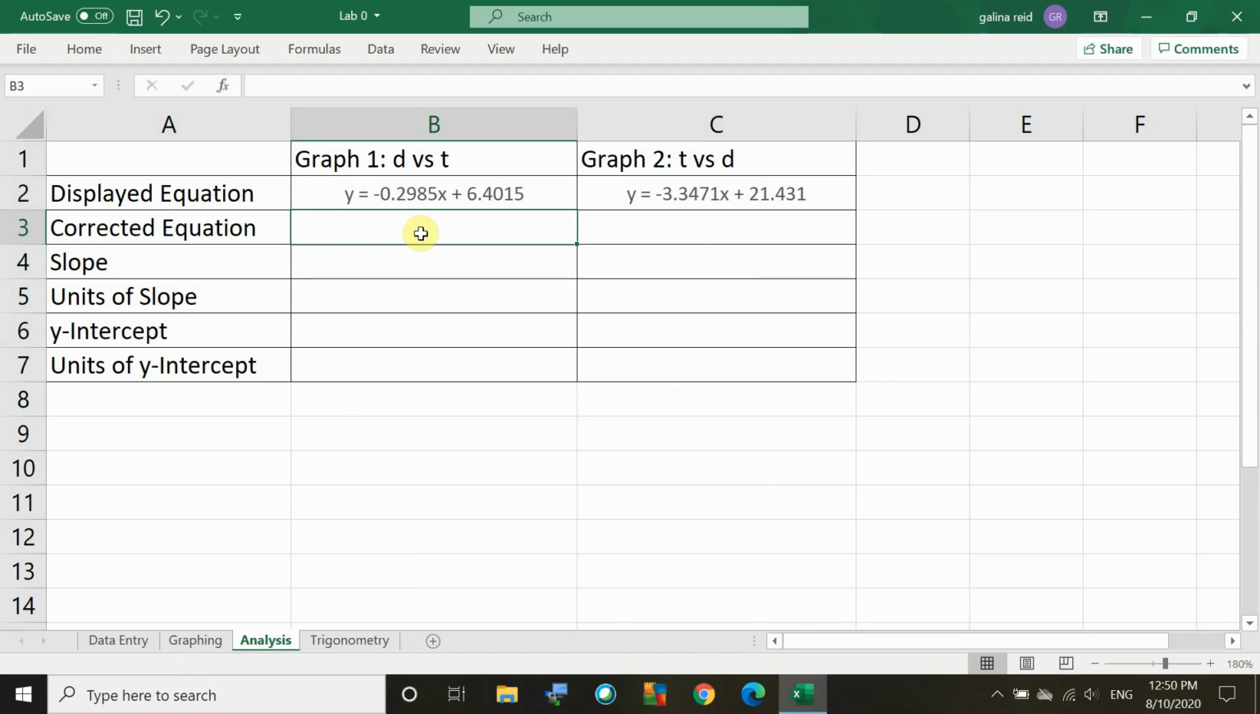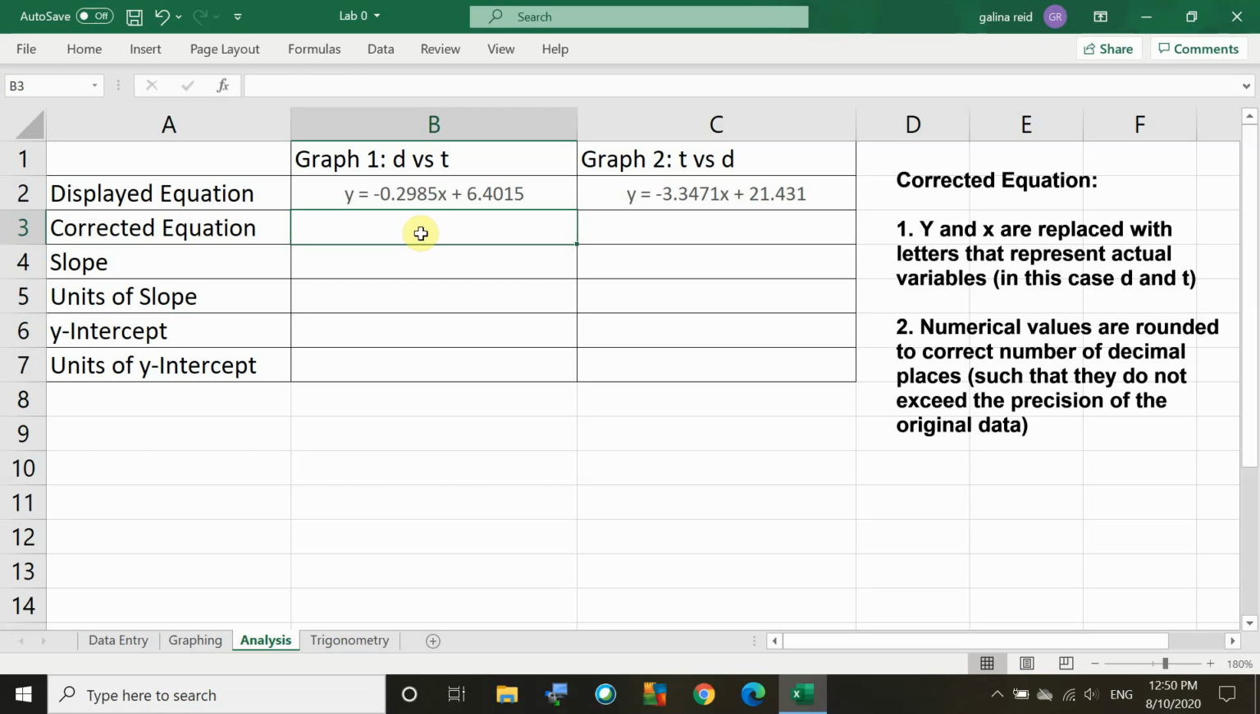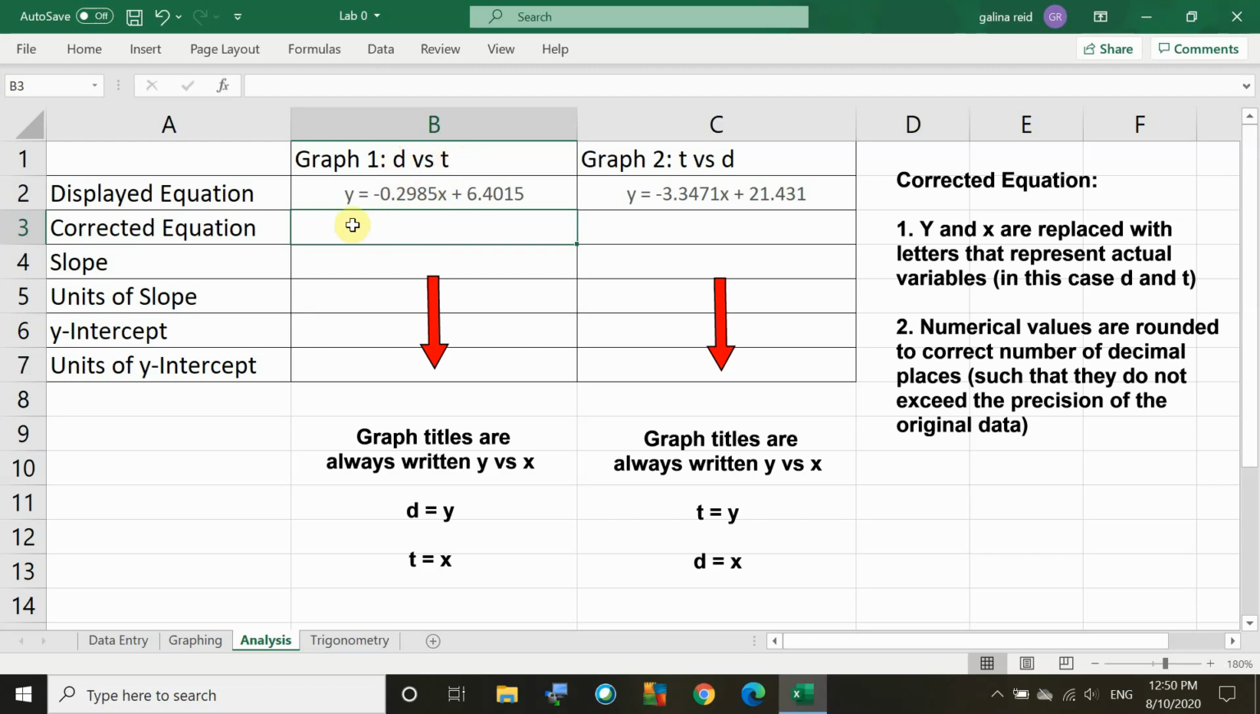The next thing we're going to do is write in the corrected equation. By corrected equation, I mean we're going to put in d and t for y and x, but we're also going to round it off to the correct number of decimal places. For the d versus t, we know that when we graph, it's always y versus x. So y is going to be d now, and x is going to be t now.